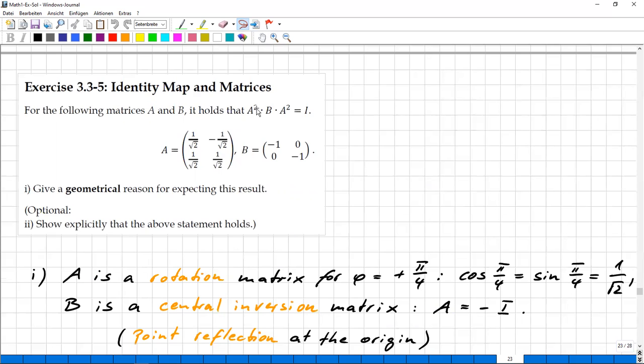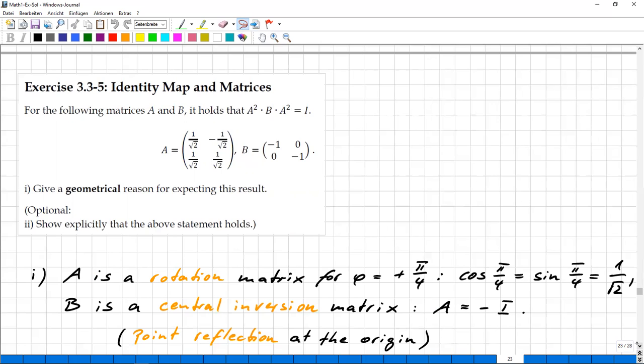So if it's squared, it means it's applied twice. It's applied and again applied once more. So that means we have a rotation by this pi fourth angle, then again, which means now meanwhile it's a rotation by a right angle. Then this B matrix obviously performs a point reflection at the origin, or a central inversion. That's what it does. In the end, it's just a minus identity map. So it just replaces any vector by its opposite.